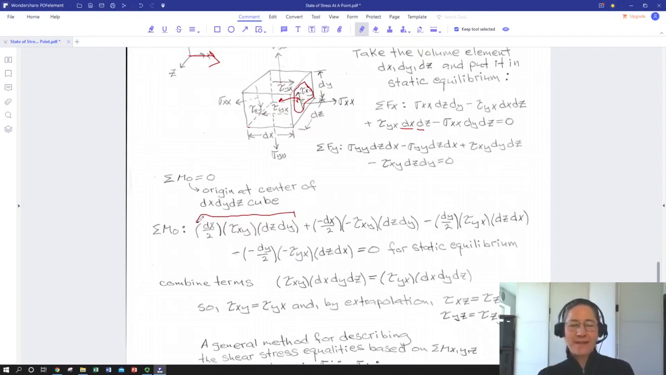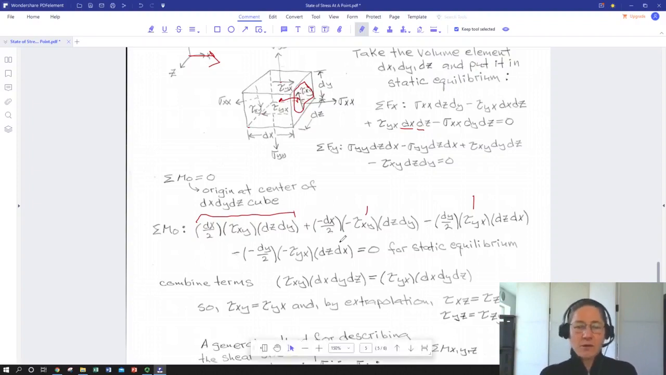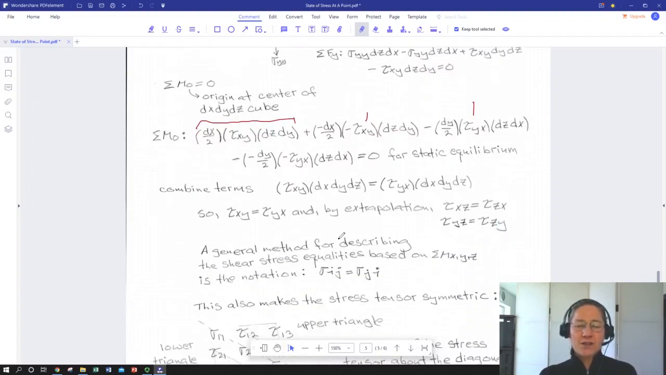If I did that for all of the other components that we could use to define moment, and remember, we're only taking the shear components, of course, because all of the normal forces have lines of action that converge right on the origin. So basically, I've only got the shear stresses and the sizes of their respective faces and the moment arm to get from the origin to that face. All of that has to be equal to 0 for static equilibrium. So if I combine terms for that moment expression, I would get this.